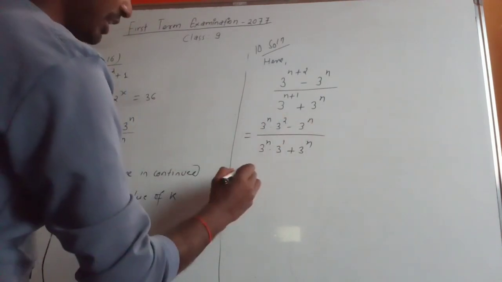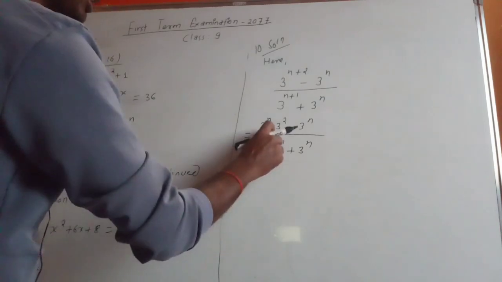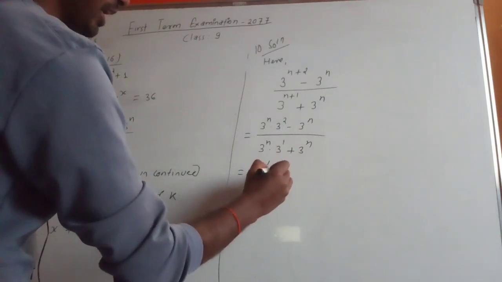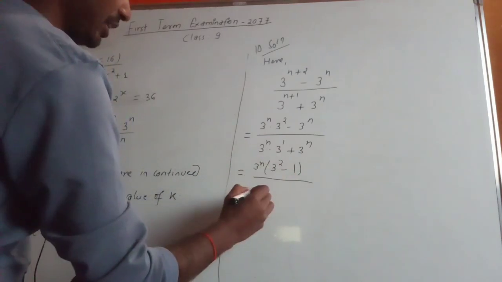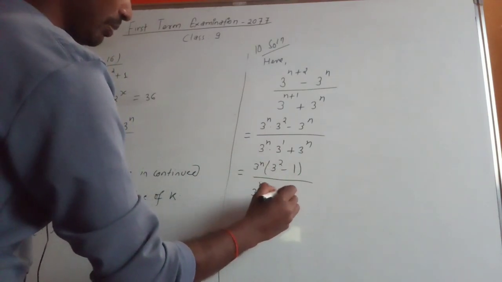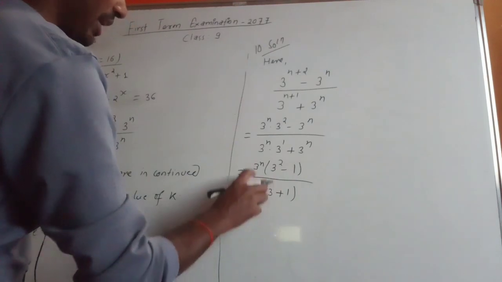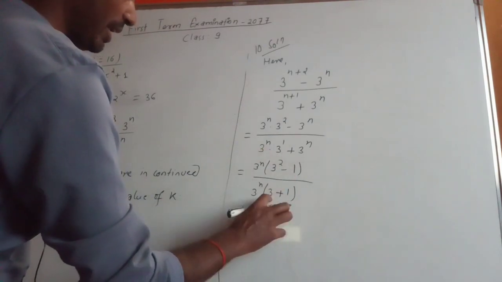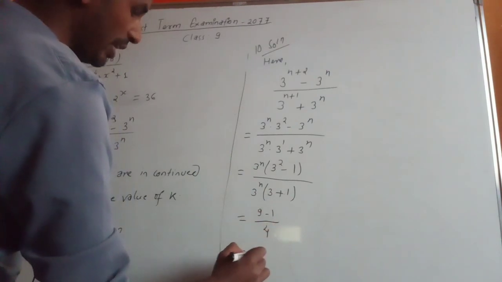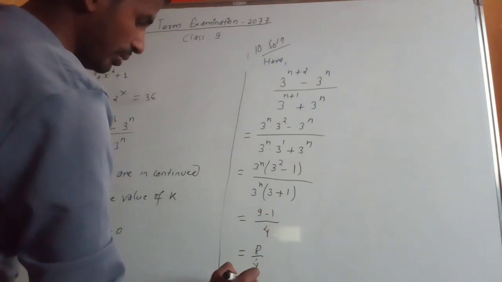Common from the numerator is 3 to the power n. Remaining in the first term is 3 square minus 1, divided by common in the denominator, again 3 to the power n, 3 plus 1. 3 to the power n cancels out. 3 square is 9 minus 1, divided by 3 plus 1. 9 minus 1 is 8, divided by 4 (which is 2).